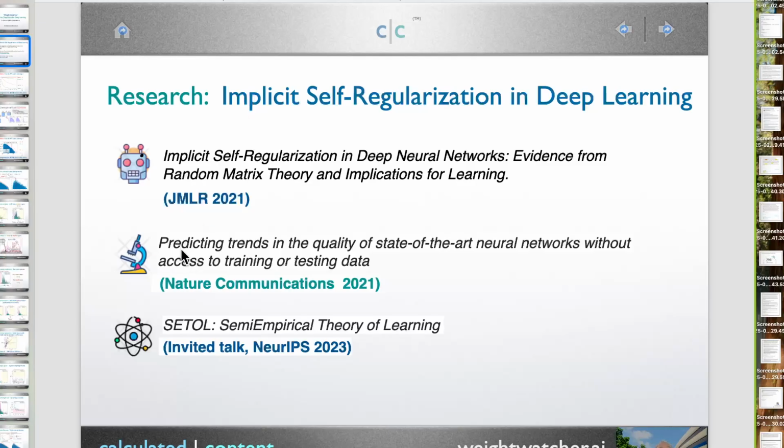Another piece of work, and I have a number of papers. These are like the three main papers. There's probably 10 papers on this subject. Another is predicting trends in the quality of state-of-the-art neural networks without access to training or test data. This was published in 2021, also in Nature Communications, and was done with an intern of mine, Serena Ping.